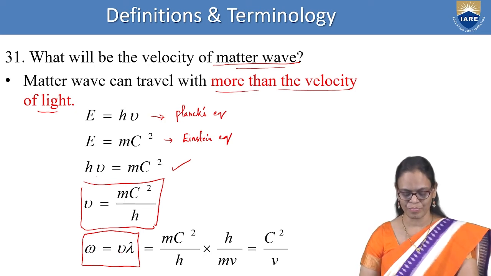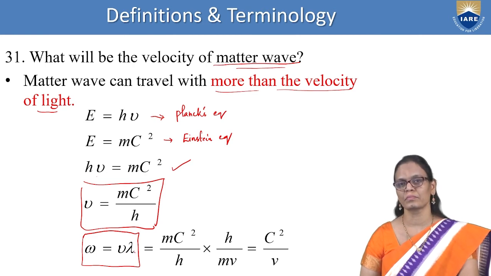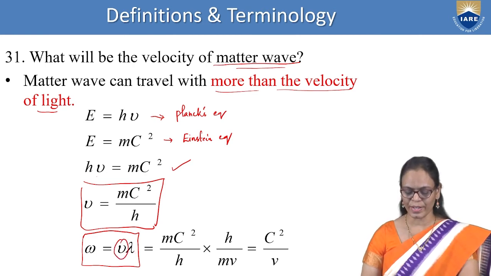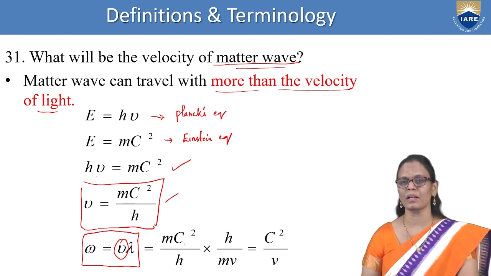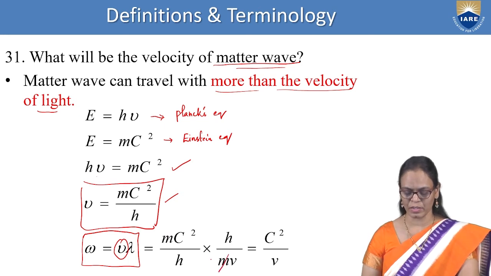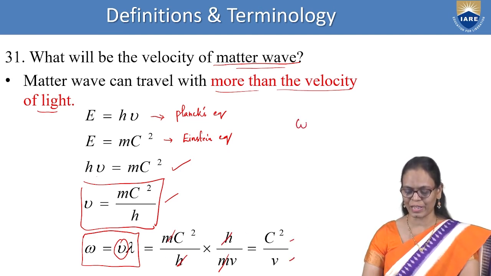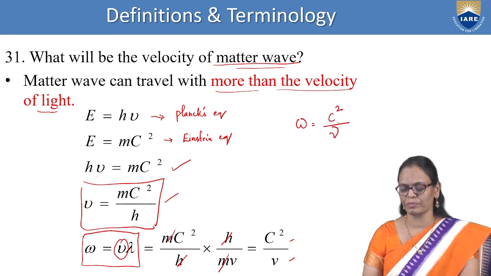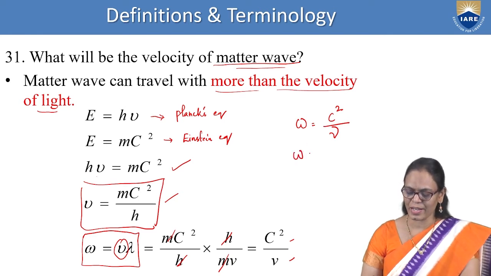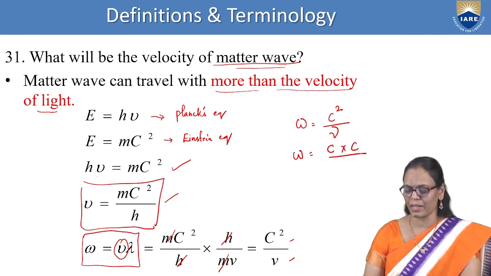Omega is equal to nu lambda. So for nu, we are going to substitute mc square by h, because we have got nu is equal to mc square by h. Now if we cancel these terms, m and m, h and h, we are left with c square upon nu. So omega, the velocity of the wave we are talking about, the matter wave, is given by c square upon nu. So I write it as c into c by nu.